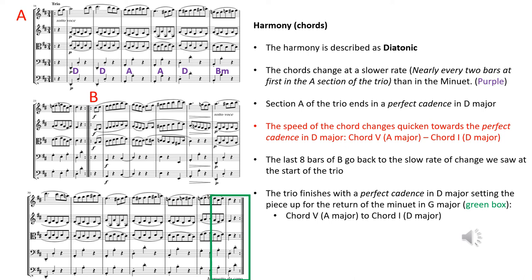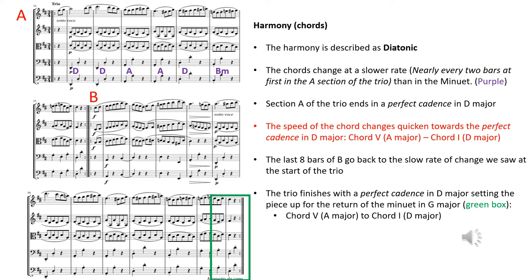Section A of the trio ends in a perfect cadence in D major. The speed of the chord changes quicker towards the perfect cadence in D major. Can you remember what two chords make up a D major perfect cadence? That's right, chord 5, which is an A major chord, A, C sharp and E, going to chord 1, which is a D chord, D, F sharp and A.